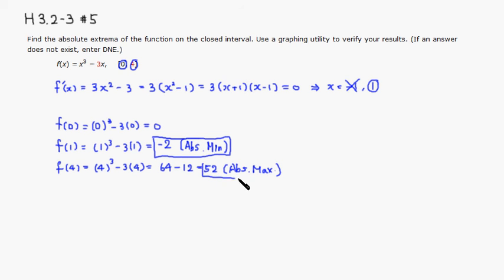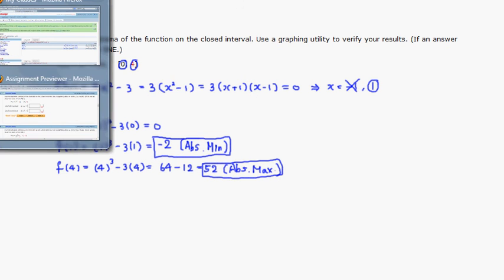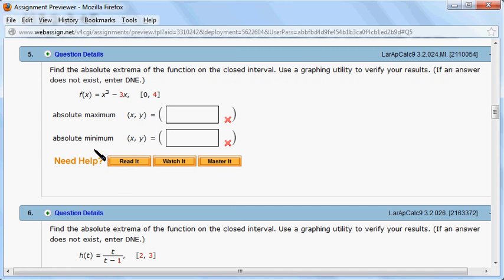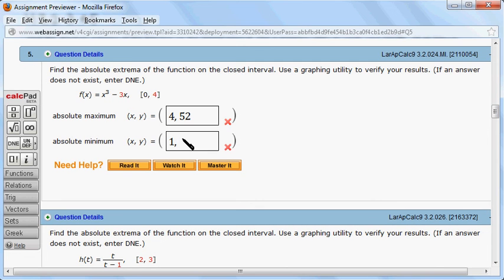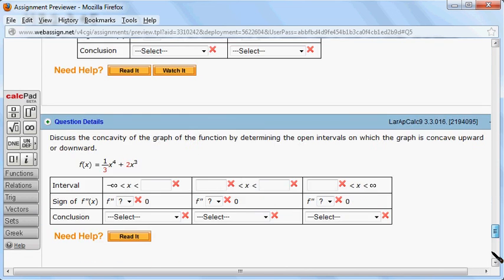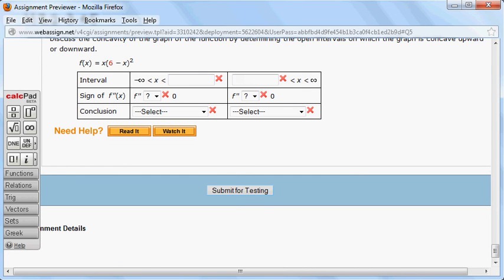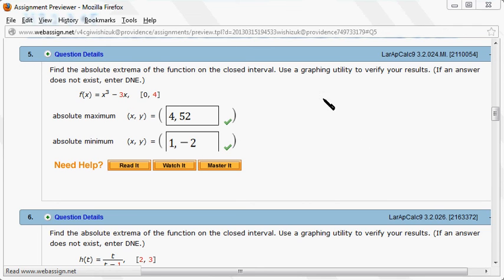All right, so let's type those in. The absolute max is at 4, and that value was 52. The absolute min was at 1, and the value was -2. Let's check the answer. It came back and we got both of these correctly. All right, that's it. I hope that this was clear.